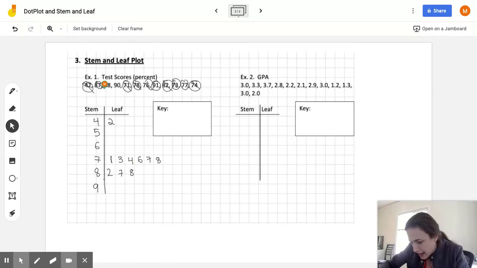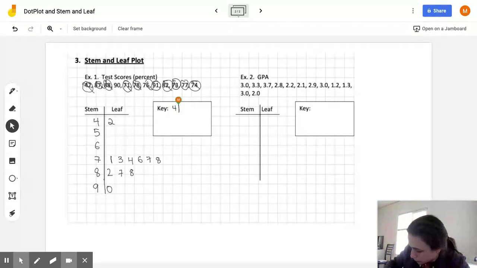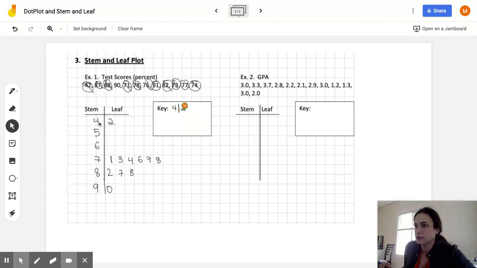And then yes, you do need to put a 0 for 90 because if you put nothing there, then it's as if there were no numbers in the 90s. So make sure you put a 0 there. And then for your key, you can just pick any data point. So I'll just do this one, 42. That was the lowest test score. So I'm going to put 4 line 2 because that's how it appears right here, right? It's 4 and then a line and then a 2.